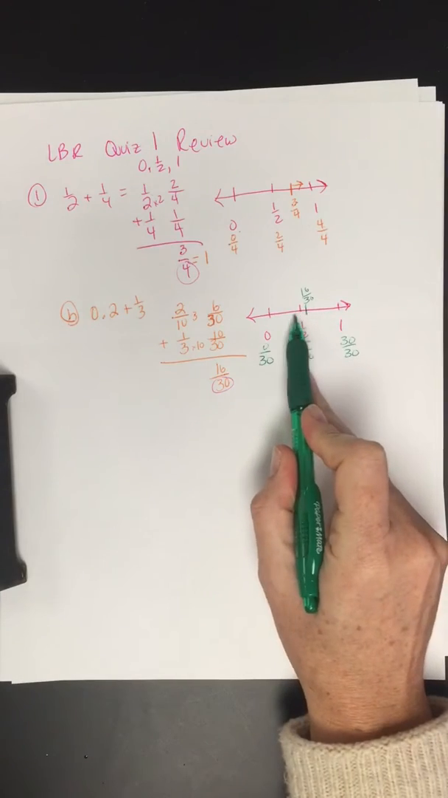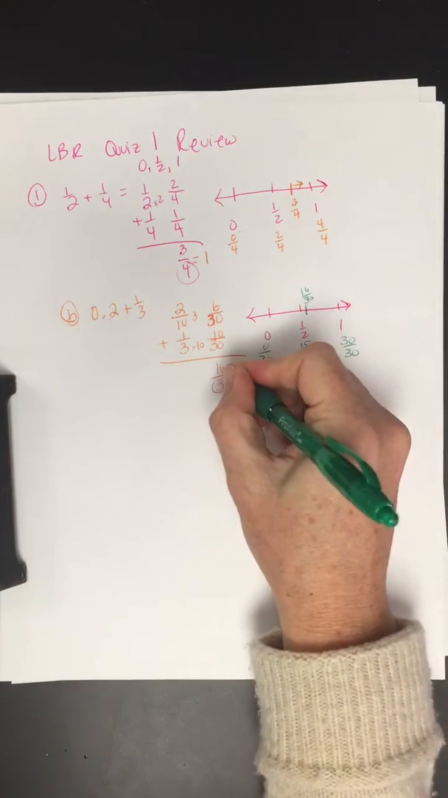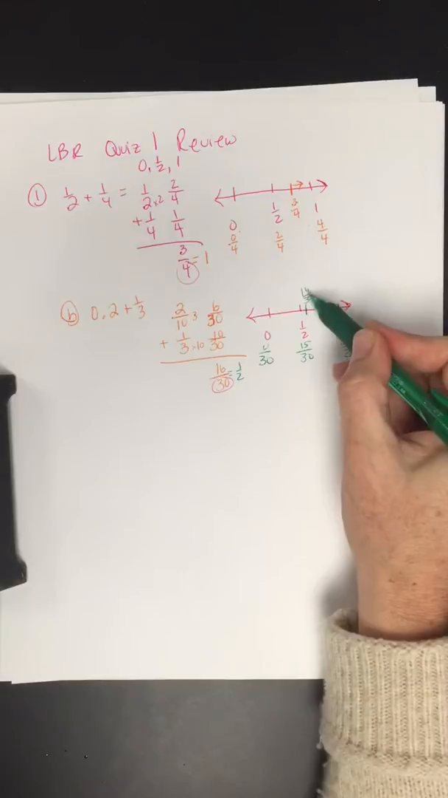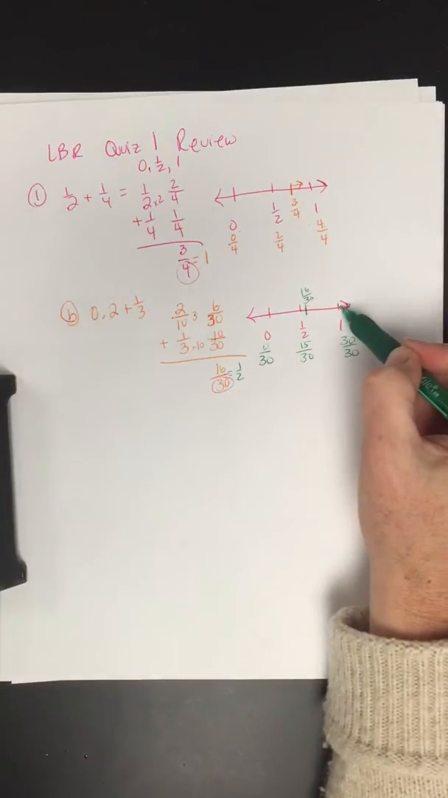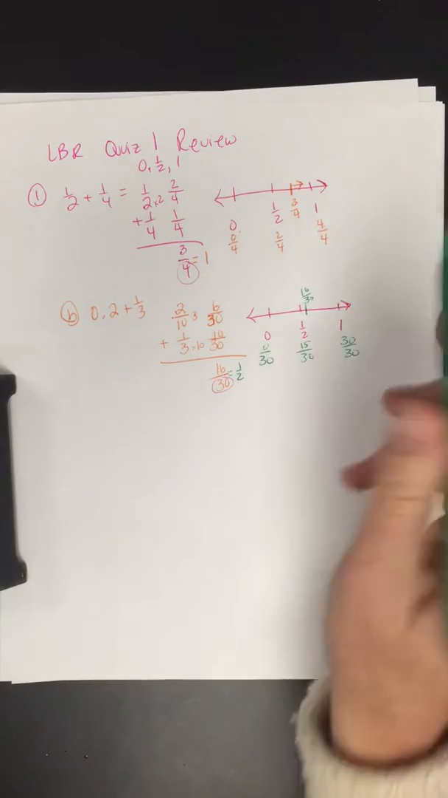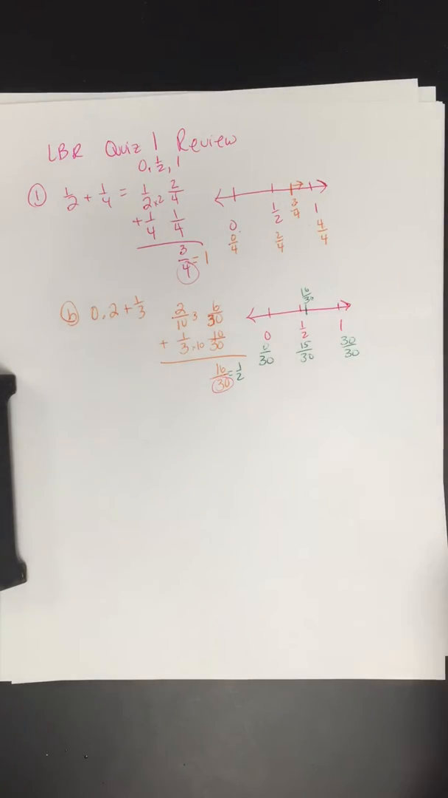So clearly we're going to say that this is closest to 1/2. And our reasoning is because it is 1/30 from a half, and it's 14/30 from 1. So clearly it's going to be closest to 1/2. Number 2.